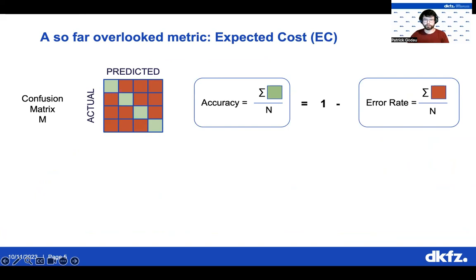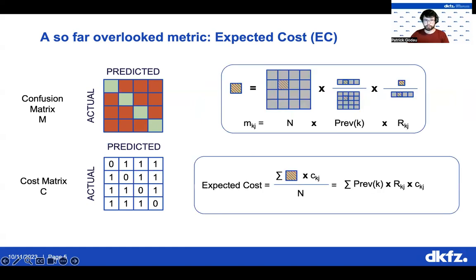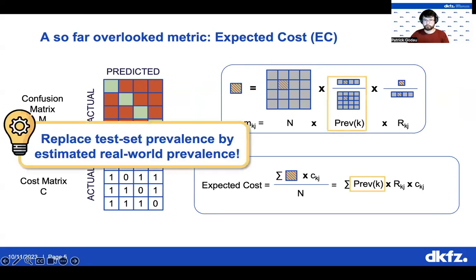Expected cost can be viewed as a generalization of accuracy and its inverse, the error rate. They rely on summing over a subset of entries within the confusion matrix and dividing by the number of samples. Expected cost does the same. It sums over all entries, but it allows a cost factor to modify the weighing of each confusion possibility. By rephrasing, expected cost can be written with explicit prevalence factors. Now, and this is important, if we replace the test set prevalences here with the deployment ones, we obtain a prevalence adjusted metric.